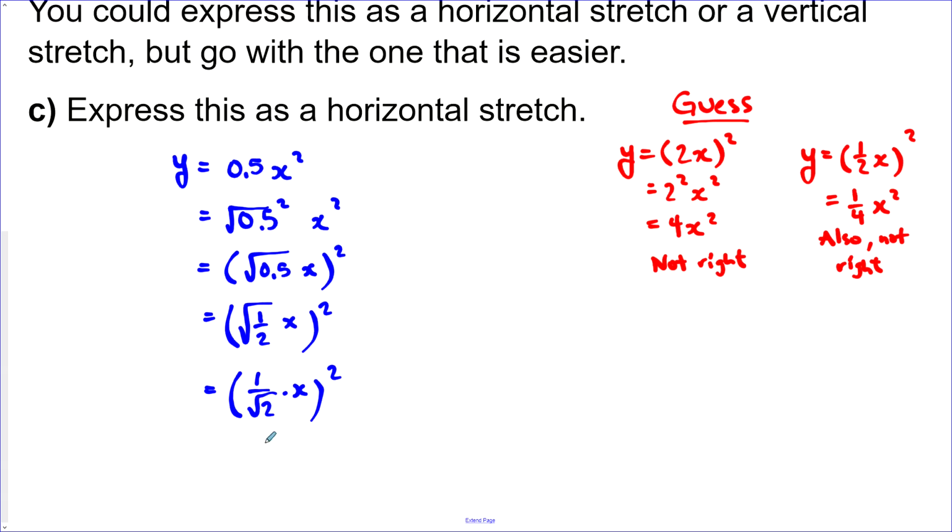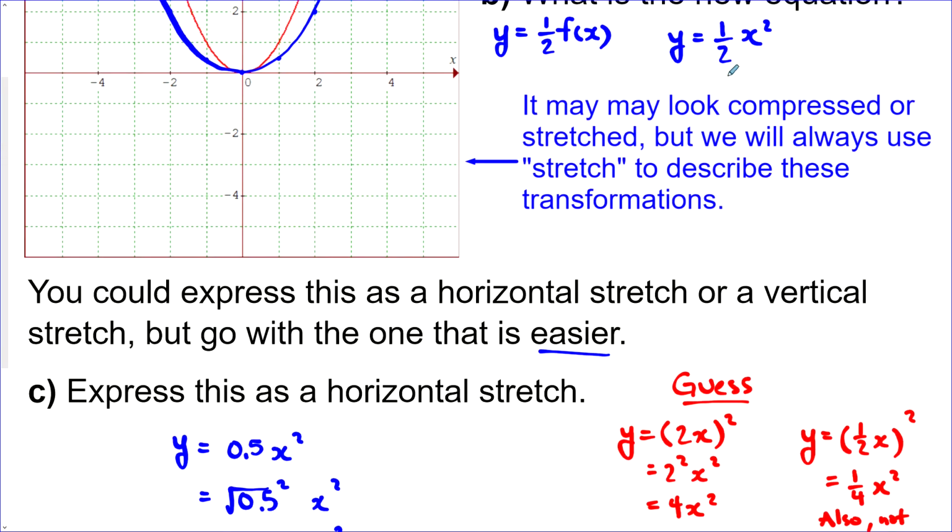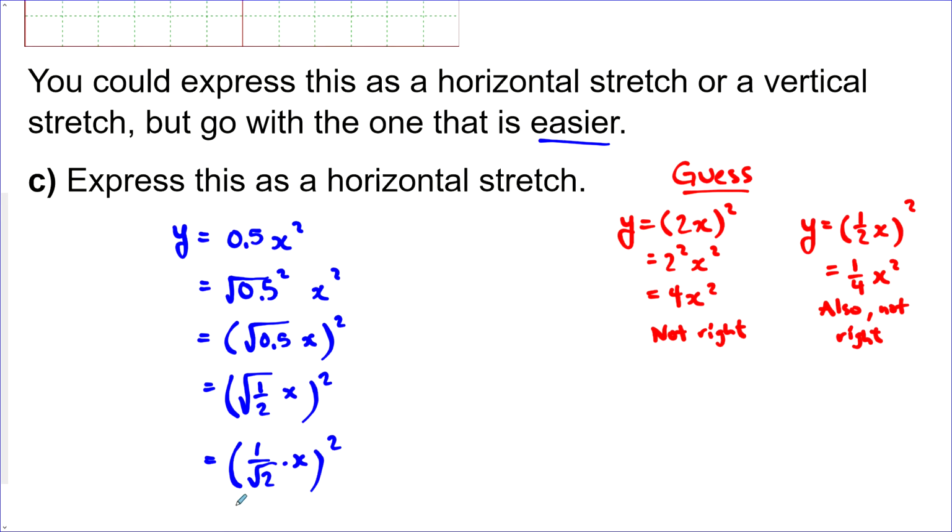Now, what is this? So there's some sort of horizontal stretch here, but it's not very nice. This has a radical in it. So that's what I mean by easier. This is not easy. This is not a rational number. So for this question, although we could express this as a horizontal stretch, it's not as nice as going with this one. This is just a nice rational number. Now let's come back to this in a second, and let's look at how do we describe this in words?